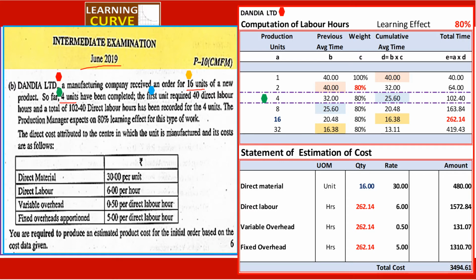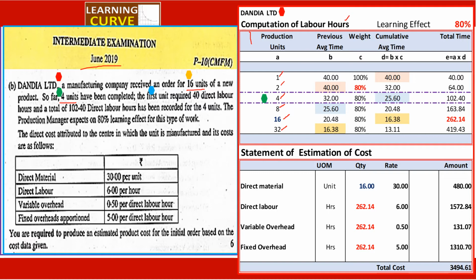When you say 4, I start with 1, double it, 2, double it, 4, double it, 8, double it, 16, double it, 32. This is how the production units are recorded while computing labor hours. Therefore, when I say 4 units manufactured, I can work back and say the first unit is 1, then I double it. Same way, it keeps on doubling level to level.